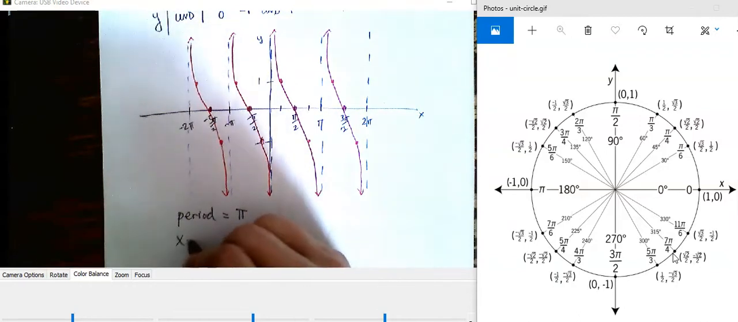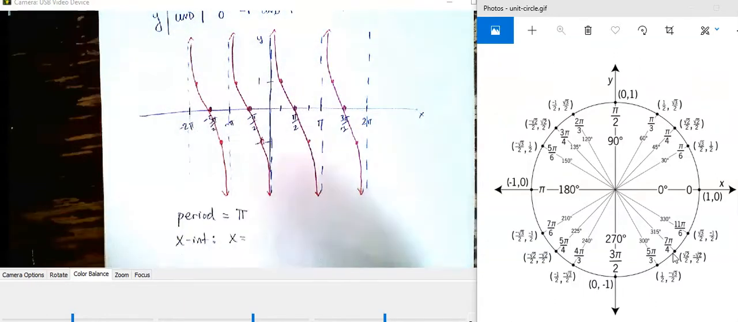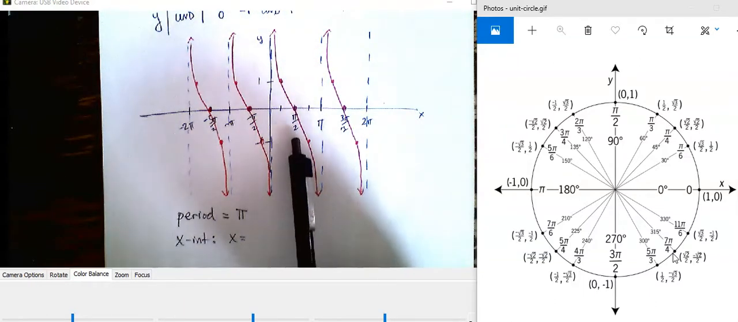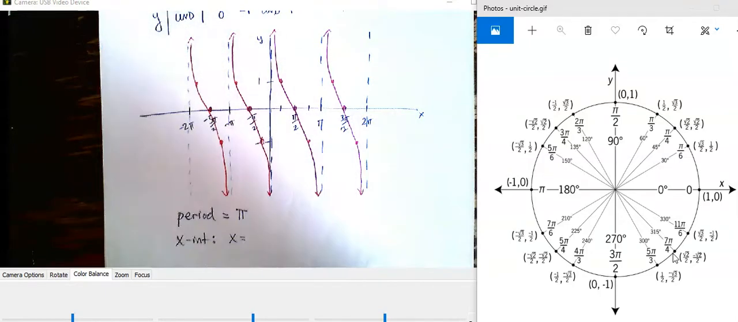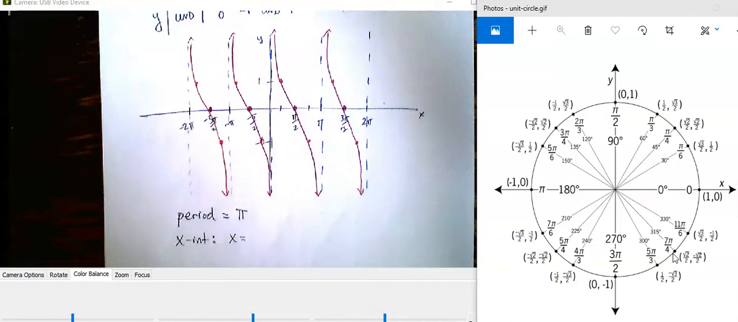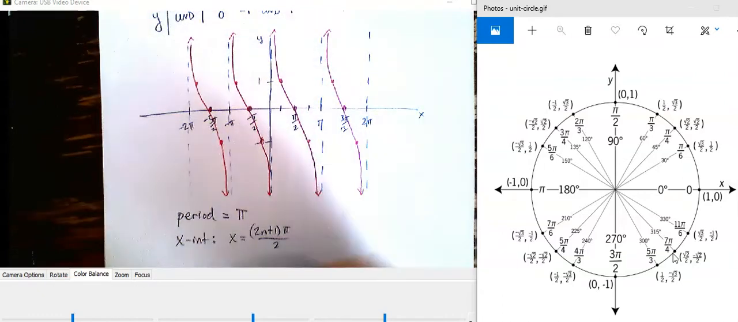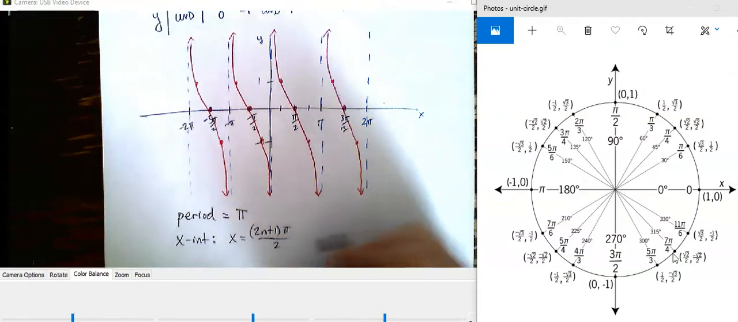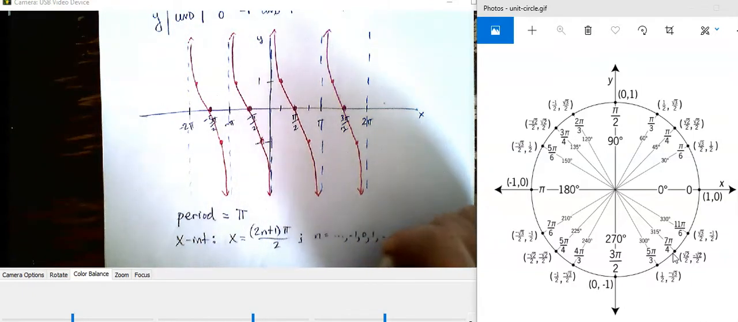The x-intercepts happen when x is equal to, well, let's see here, at pi over 2, 3 pi over 2, 5 pi over 2, so it's odd multiples of pi over 2 again. So 2n plus 1, pi over 2. Of course, n goes from negative 1, 0, 1, and so on, right?